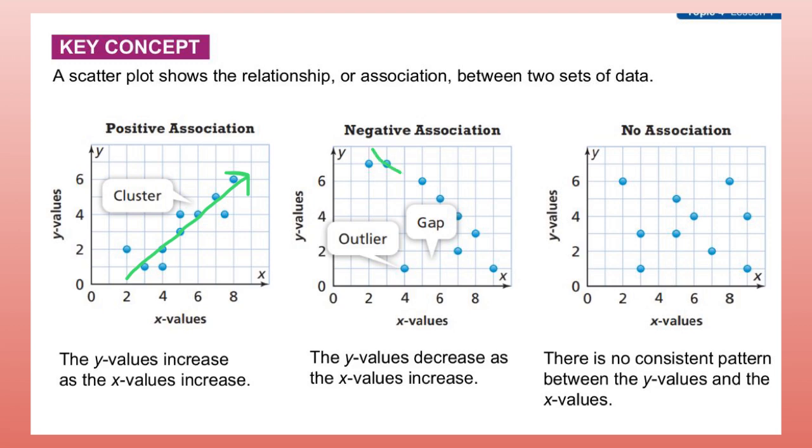A negative association means that your x is increasing, but your y is decreasing. That's a negative association. And an outlier is a data point that's very different from the rest. A gap is anywhere there's no dots. And then no association means it's just random. I can't really find a trend line.